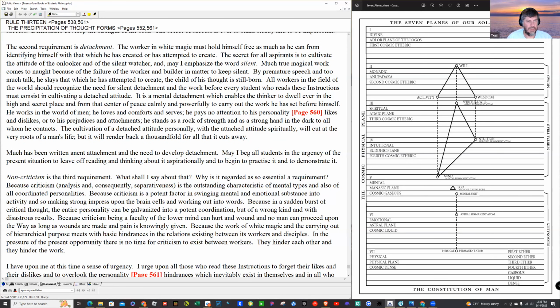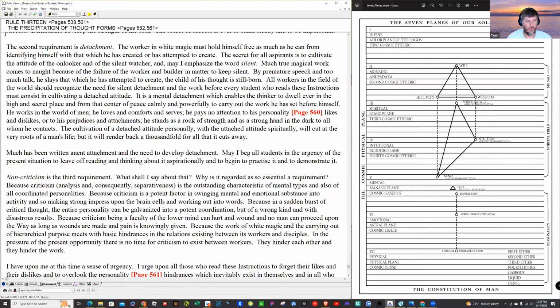The second requirement is detachment. The worker in white magic must hold himself free as much as he can from identifying himself with that which he has created or has attempted to create. The secret for all aspirants is to cultivate the attitude of the onlooker and of the silent watcher. And may I emphasize the word silent.